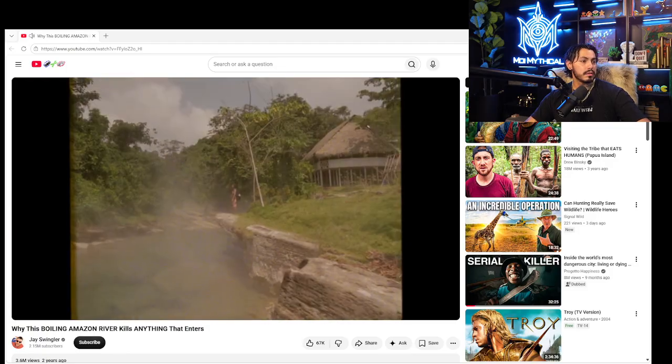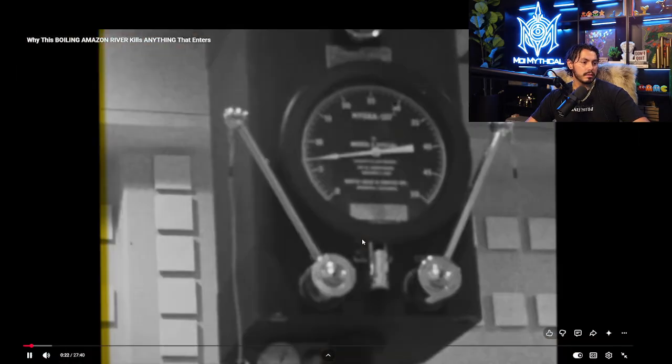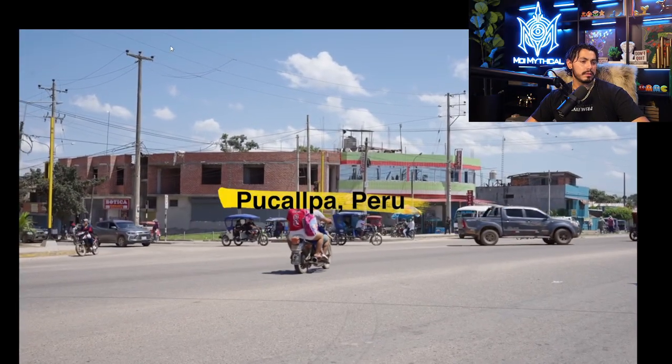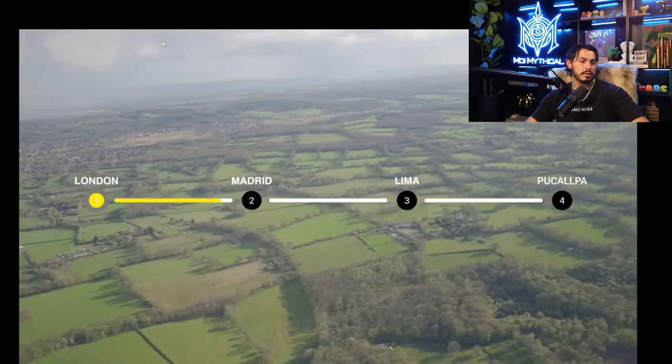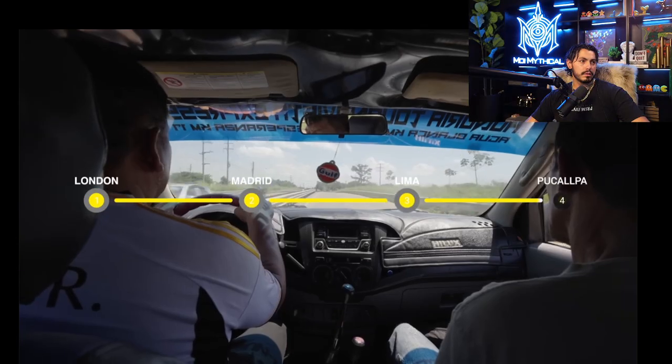And this river is so complex that it's even baffled scientists for hundreds of years. And to understand it, I need to see it for myself. Getting here wasn't easy. I had to fly from London to Madrid, then from Madrid to Lima in Peru, then from Lima to another part of Peru called Pucallpa.